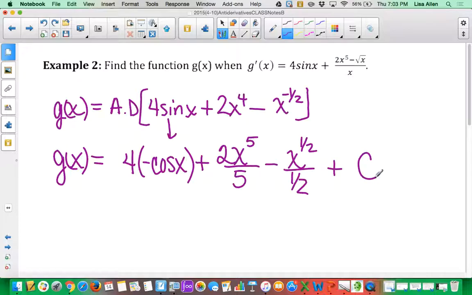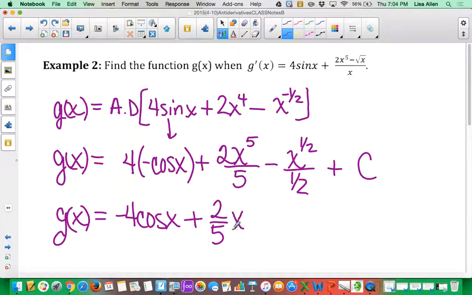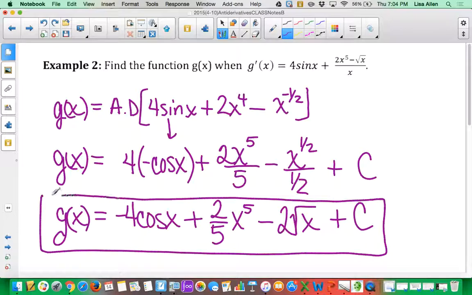So we get g of x is equal to negative 4 cosine x plus 2/5 x to the 5th minus 2, and we take the x to the 1/2 and make it the square root of x, plus c. So we get a function g of x is equal to negative 4 cosine x plus 2/5 x to the 5th minus 2 square root of x plus c.